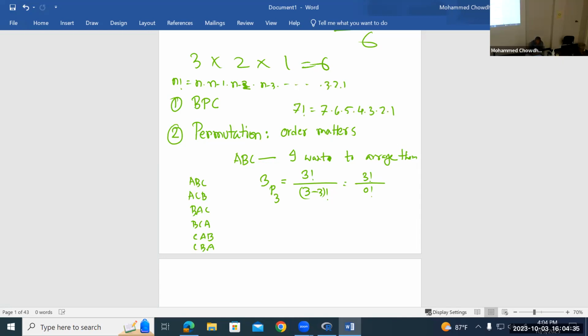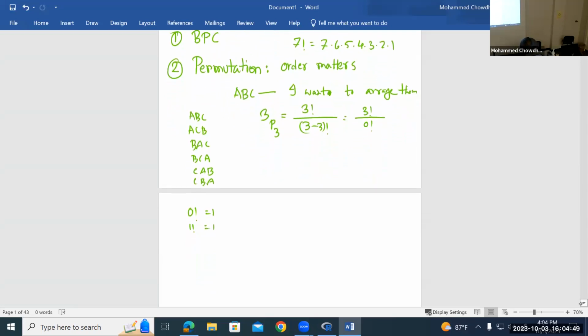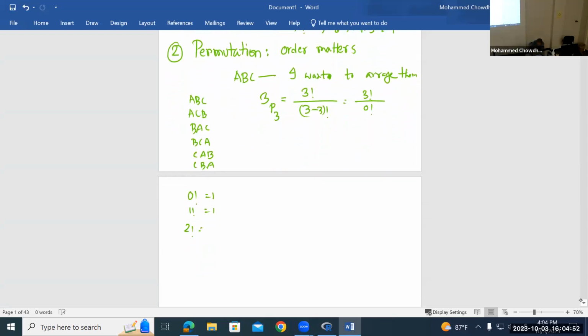So now factorial 0 equal to 1. I am going to discuss why factorial 0 equals 1 later. Factorial 1 equal to 1. Factorial 2 equal to 2 times 1 equal to 2. Factorial 3 equal to 3 times 2 times 1 equal to 6. Factorial 4 equal to 4 times 3 times 2 times 1 equal to 24. For now, just try to understand how the factorial works. So factorial 0 equal to 1, factorial 3 equal to 6.